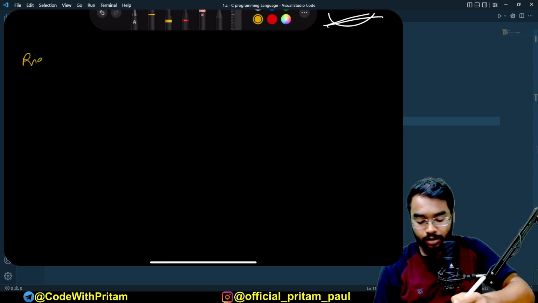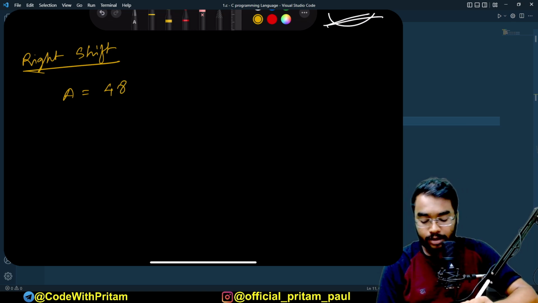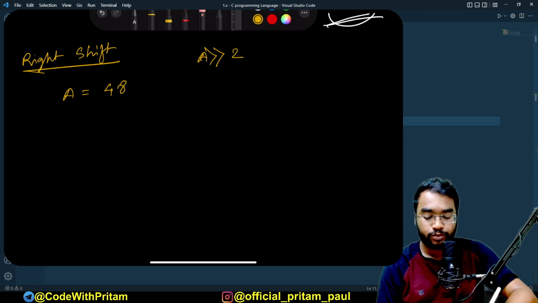Now let's talk about the right shift. Right shift, for example, a equal to 48. Okay, now right shift means a double greater than 2, isn't it?